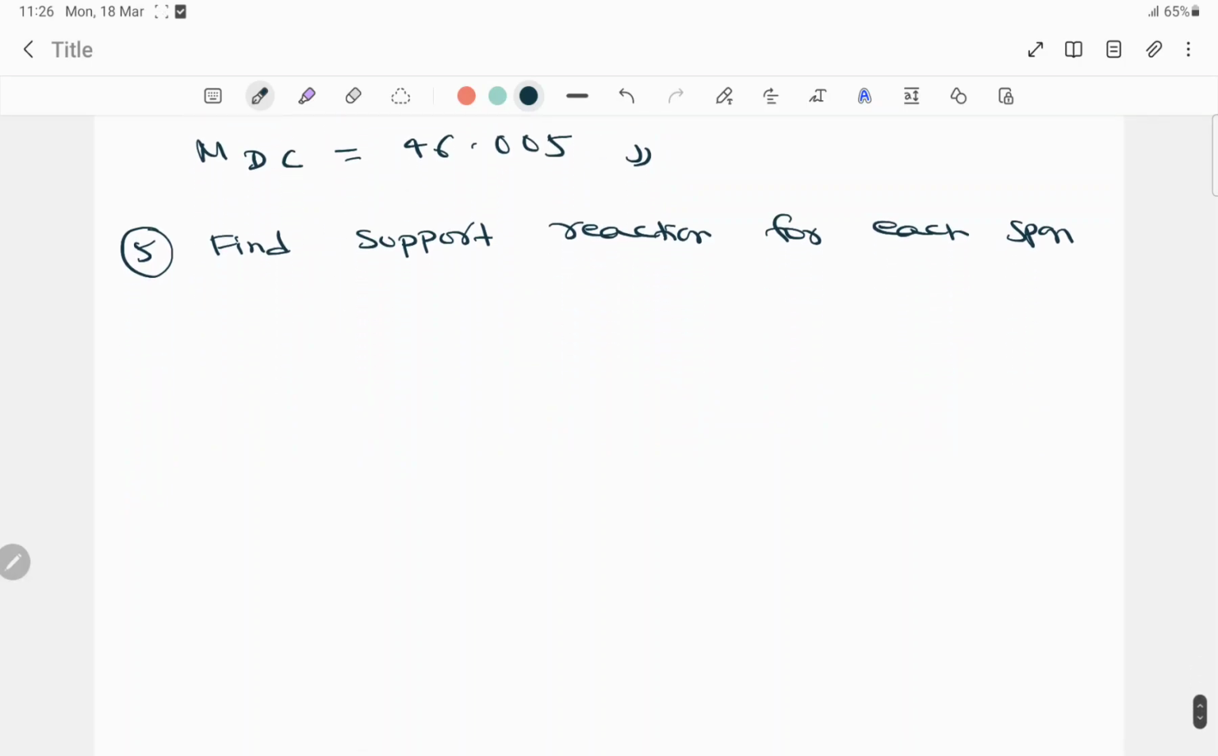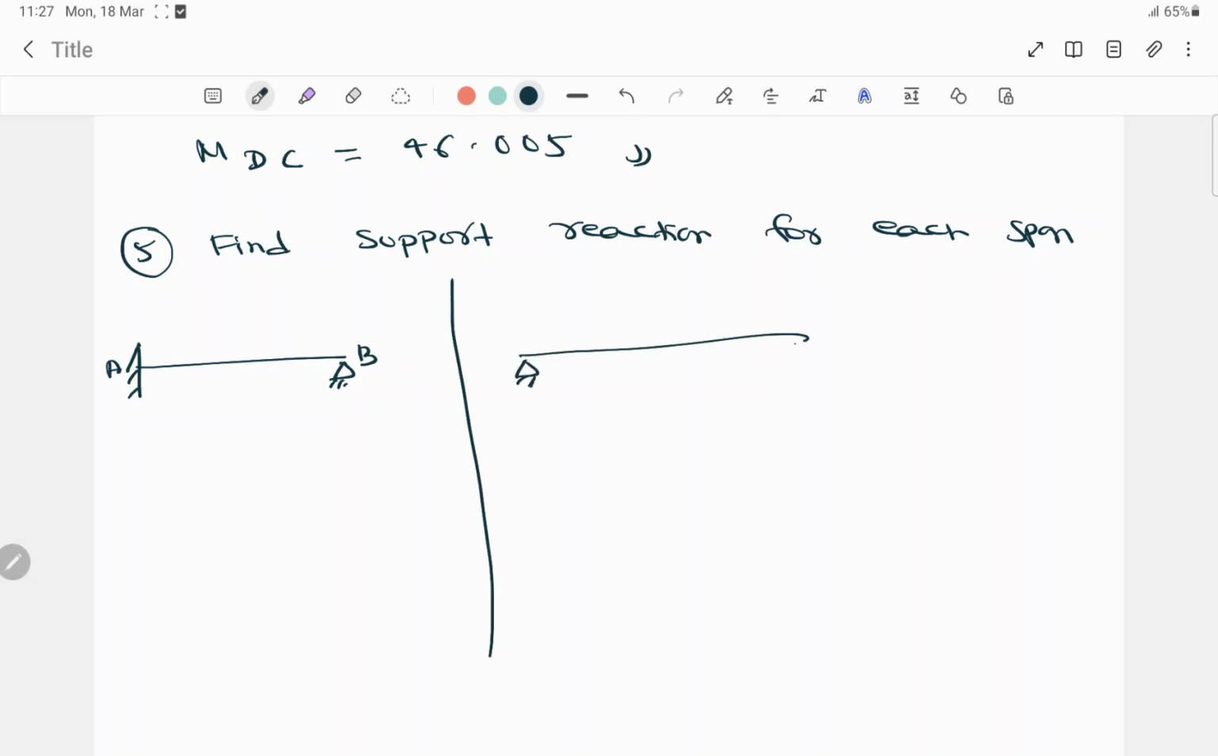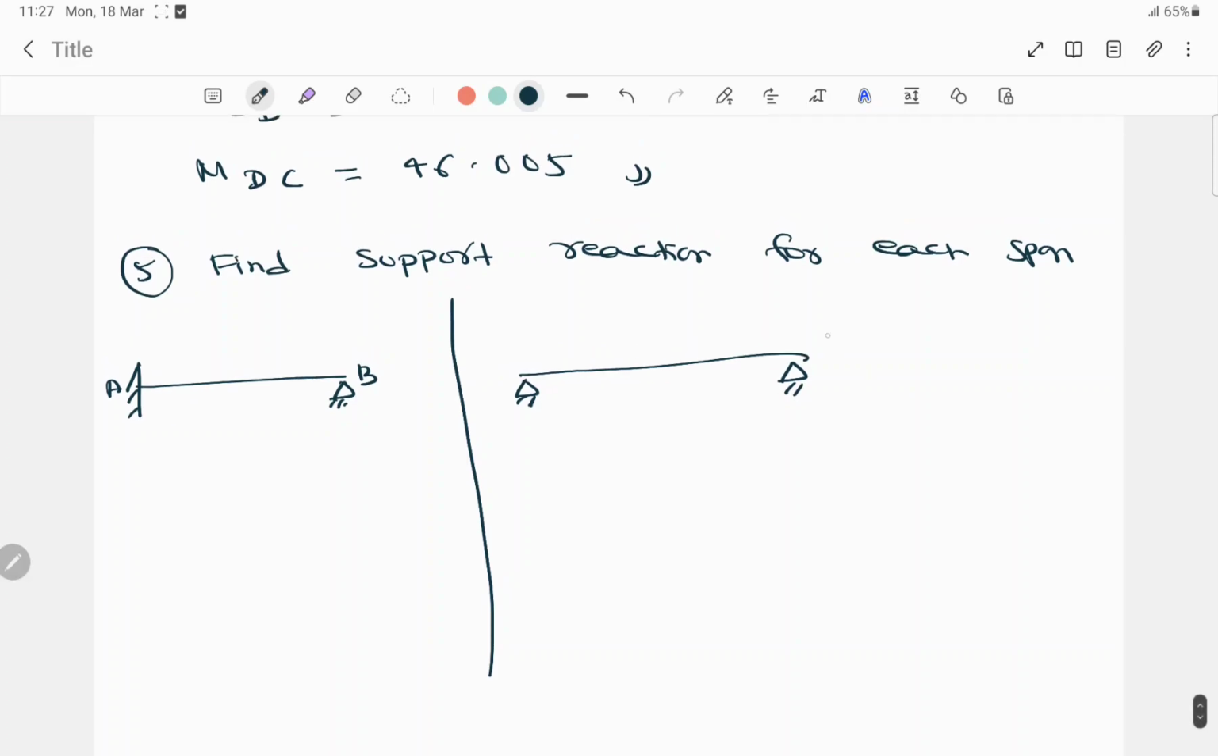So first we have to draw this one, okay? From A to B, A is fixed and B is hinge, and from B to C both are hinge support, and from B to C and C to D is UDL, and this side is fixed and this side is hinge.